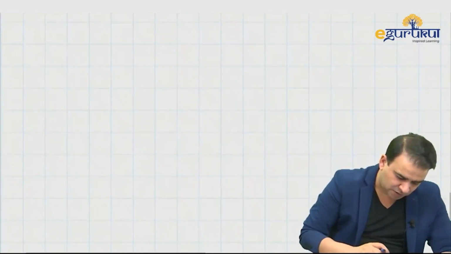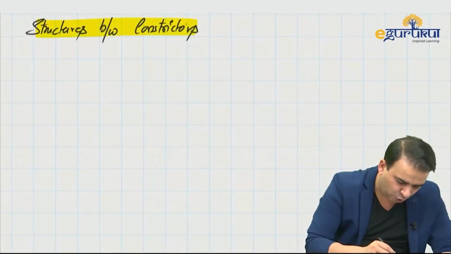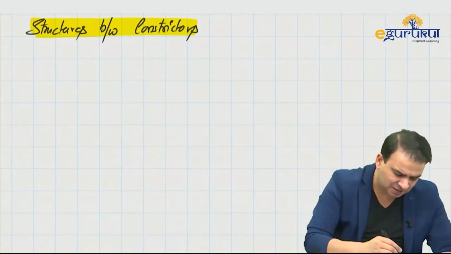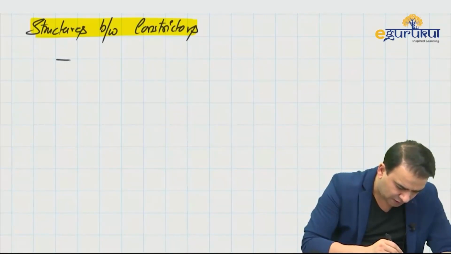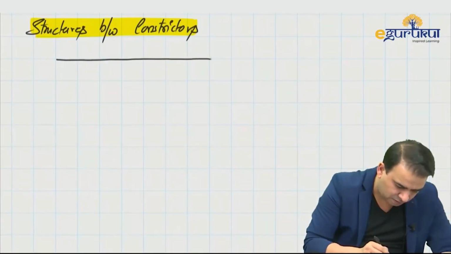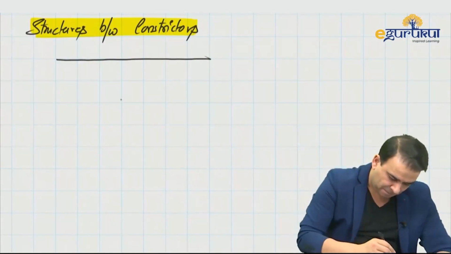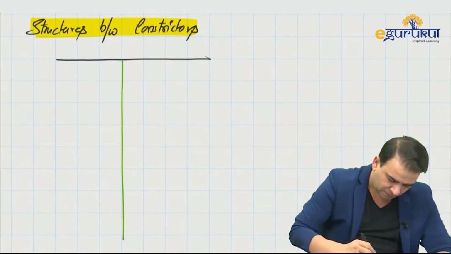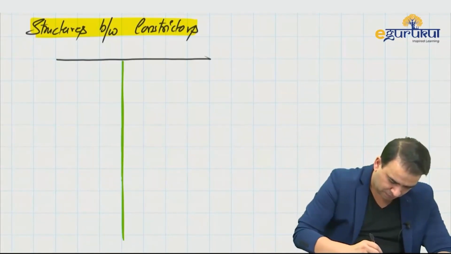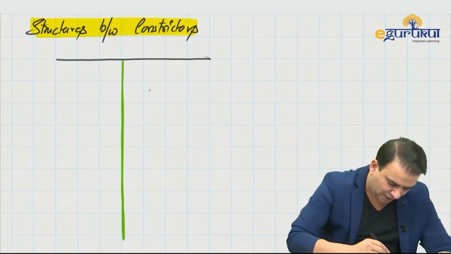Structures between constrictors. So I'm going with that same coronal section, guys. Let's say we are seeing it from behind, and let's just try to draw it very easily and schematically. If this line here indicates the base of the skull, here is the raphe, that is the pharyngeal raphe. And then we have three constrictor muscles.